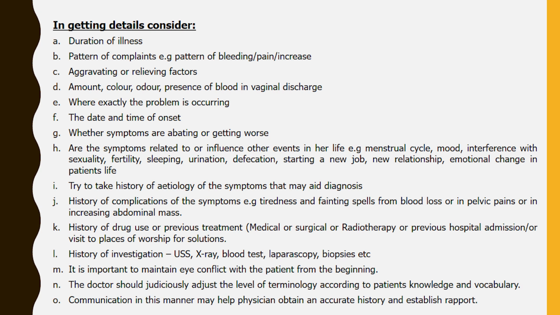The history of drug use or previous treatments: you may find out if this woman has taken some drugs or she has been to a private hospital before coming to you, and what type of treatment she has been given. She has had radiotherapy, for instance, or chemotherapy. So it's also important that we know that. The history of previous investigations. What investigations has she done before coming? It's possible she has had an ultrasound done. It's possible she has had an X-ray. Or any of the investigations, you need to have an idea of what she has had. History of blood tests, laparoscopy, or biopsies.